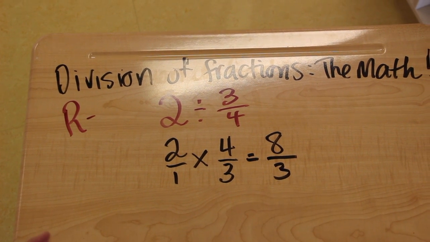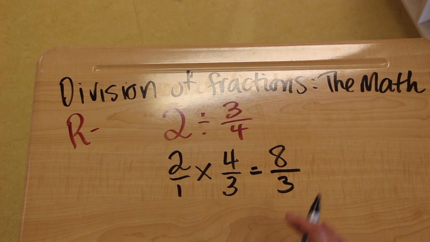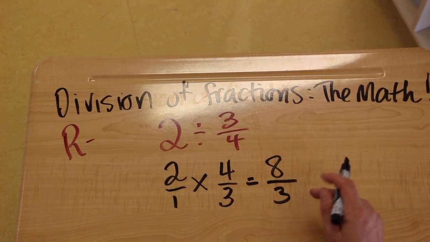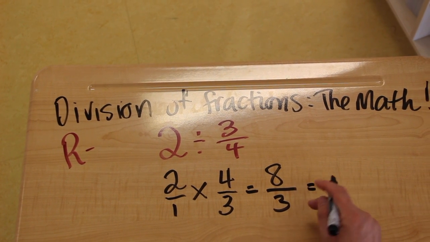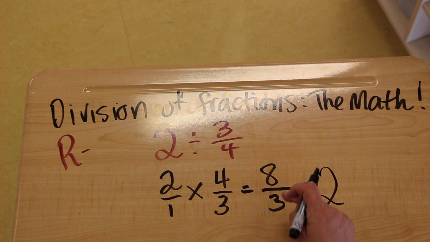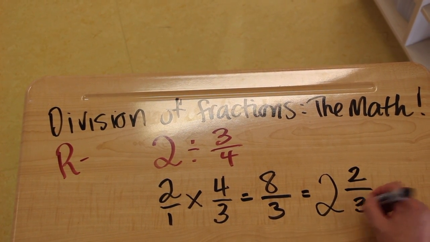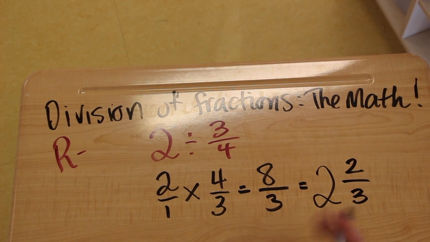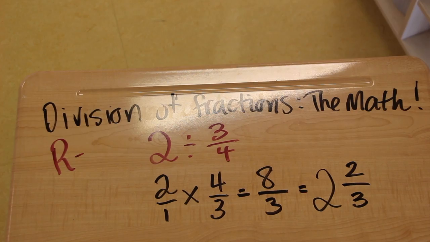We finally check to see if that fraction can be reduced down to its simplest form, or if it needs to be changed to mixed numeral or anything like that. And you can see here that indeed this is an improper fraction. So we have to find out how many times 3 goes into 8. And when we do the math on that, we discover that it can go 2 times for 2 wholes, and that is 6. 8 take away 6 is 2 over 3. So that is reciprocating 2 divided by 3 over 4.